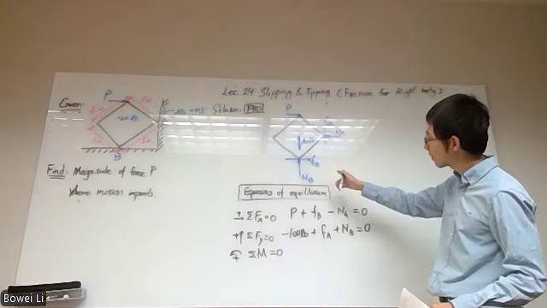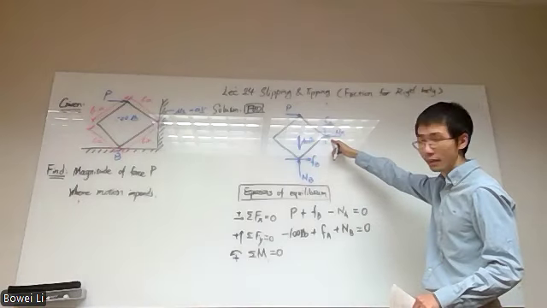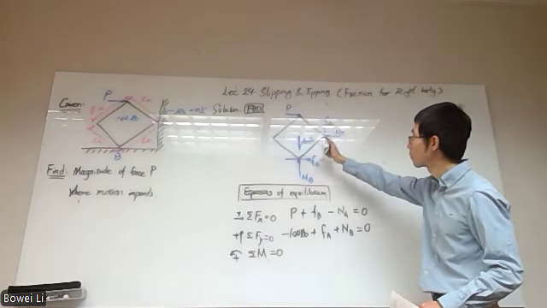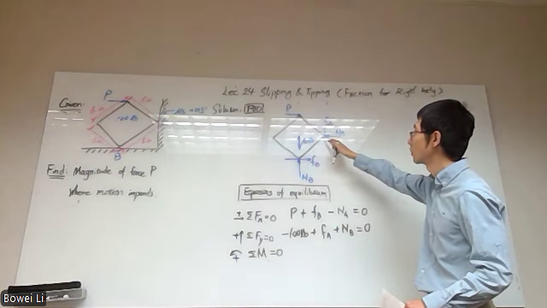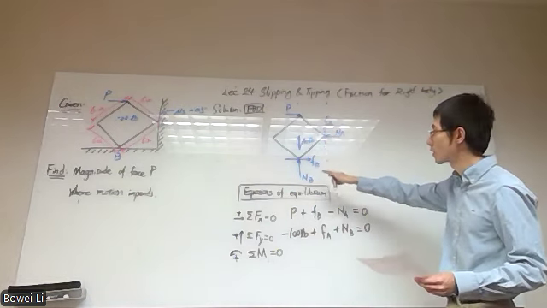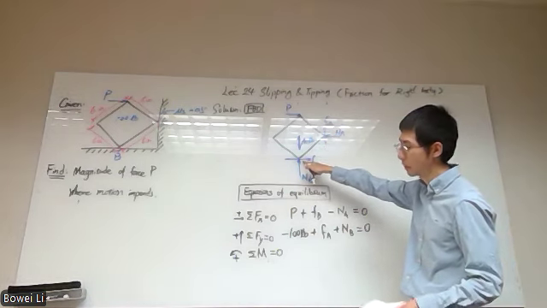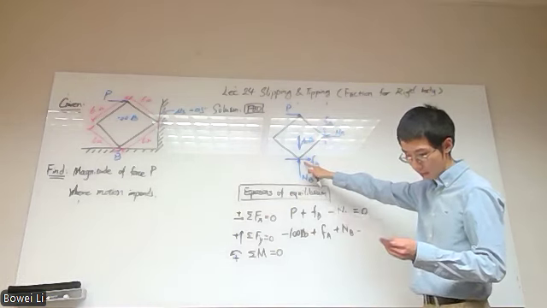Okay, so here, for example, we can take the summation of moments at A or B, right? Because at both A and B, the lines of action of 2 unknowns cross there, right? Okay, suppose that we take the summation of moments of forces at B here. Okay.